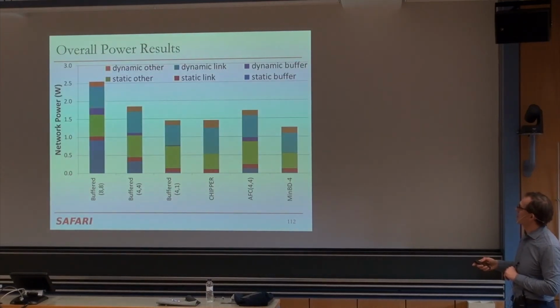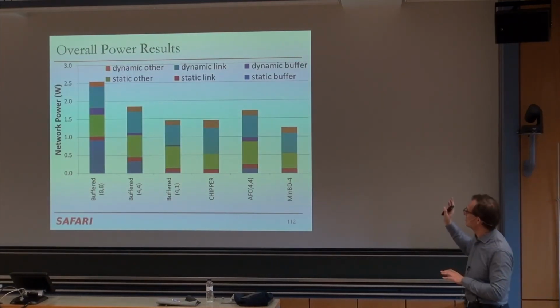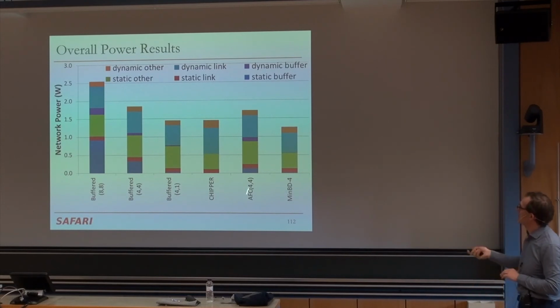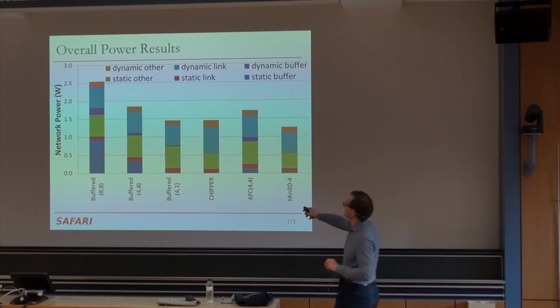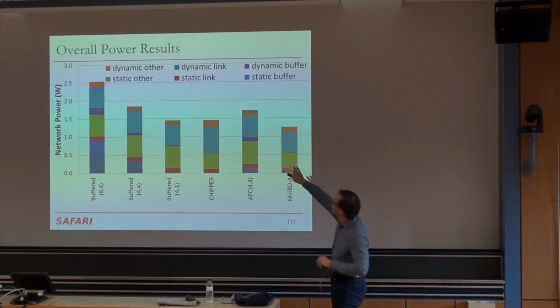This is the breakdown, as you can see. You see that MinBD adds some more buffering power, but it's not a lot of buffering power. And it significantly reduces the link power, as you can see, compared to CHIPPER, because it reduces the deflections. So it's actually more power efficient compared to CHIPPER as well. It's more power efficient compared to all of the buffered routers as well, right? And if you look at this buffered plus bufferless together, if you implement both, you're not power efficient.